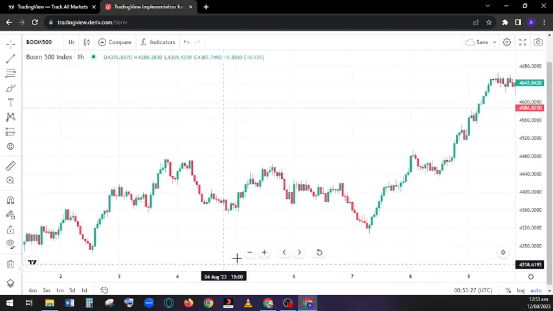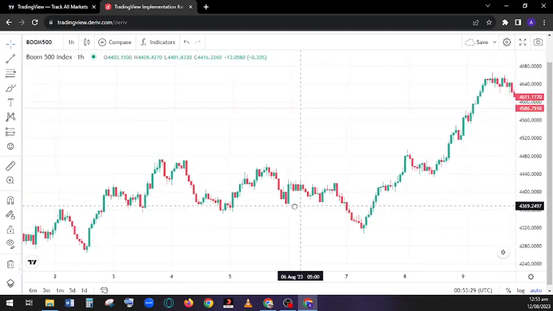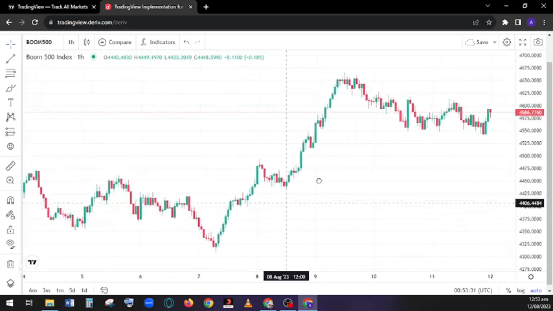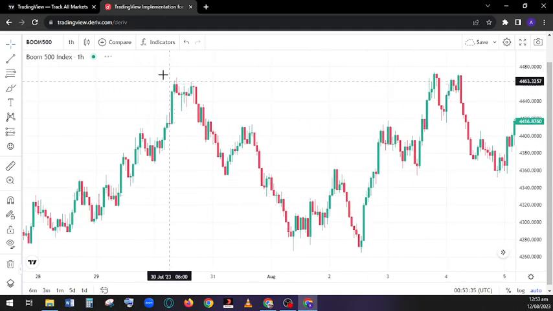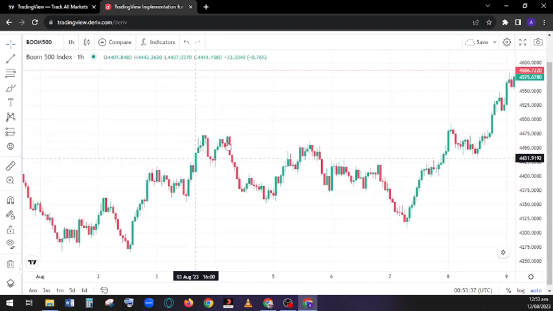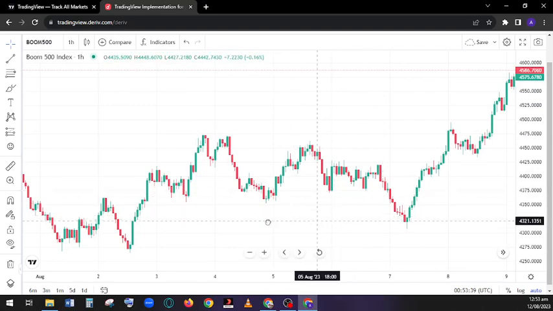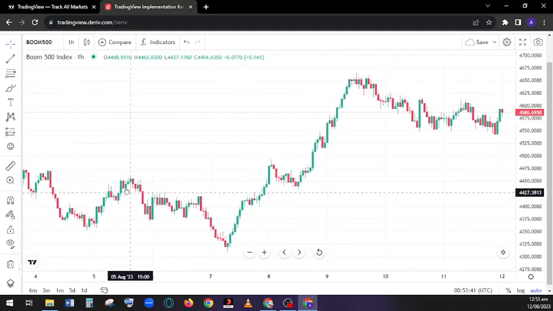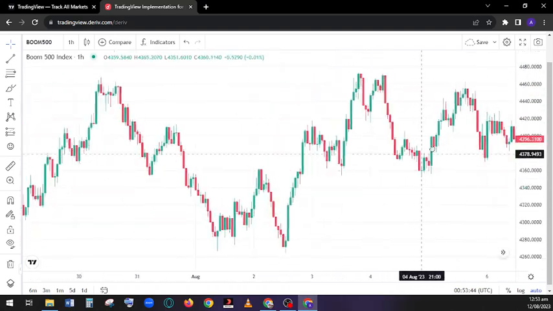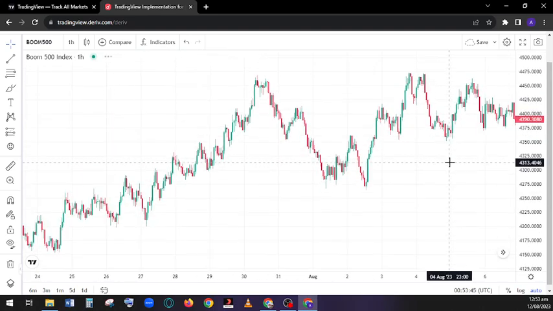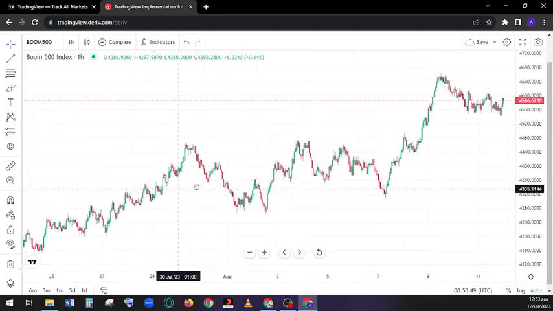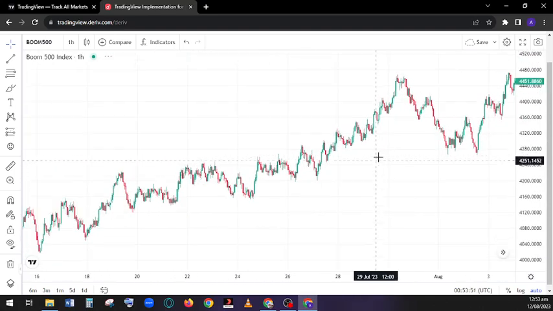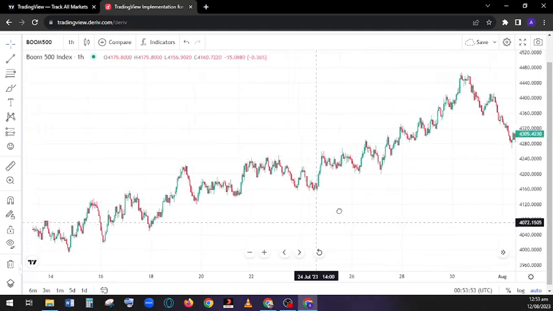As you can see here, the market is bullish, so it means we are looking for the buy. Though the market got here and ranged a bit, that is beautiful. I like how the setup here is. In general, if we look at this chart, you can see we are very bullish on Boom 500. That is our advantage here.